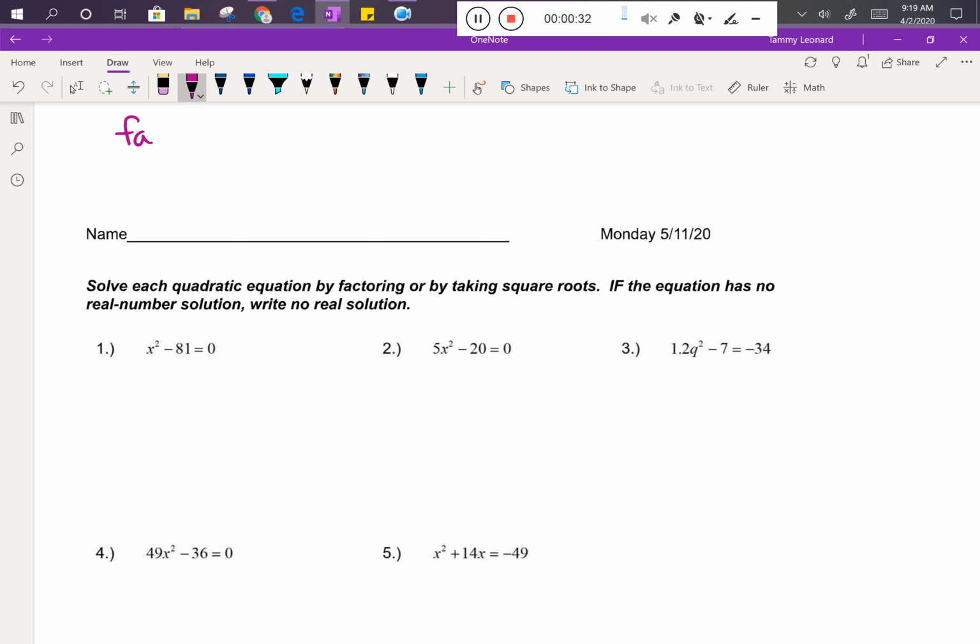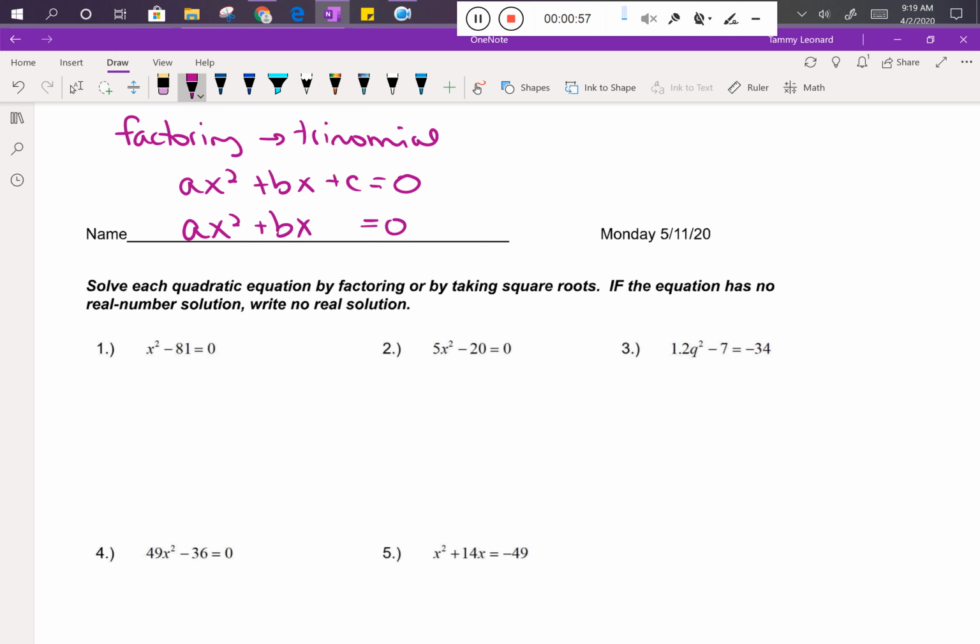So we like to use the factoring method when we have a trinomial. So if I have something that looks like ax squared plus bx plus c equals 0, I would need to use the factoring method. Now, what if c was 0 and I had ax squared plus bx equals 0? There's no number there. Well, I still need to use the factoring method, even though it's not a trinomial. I don't have to put in the middle term, but I would need to factor out a GCF.